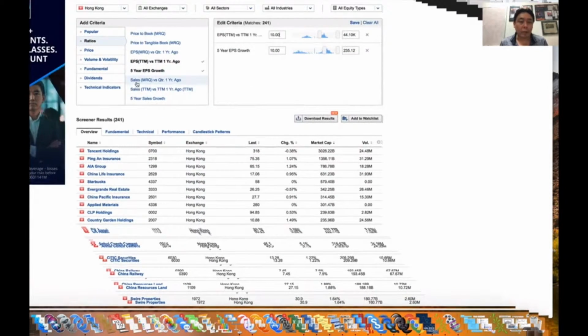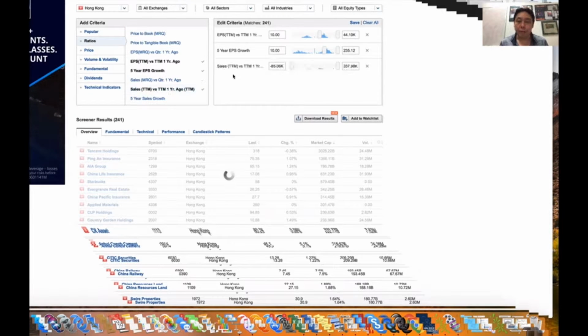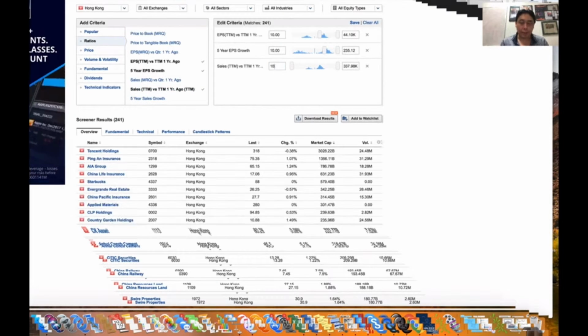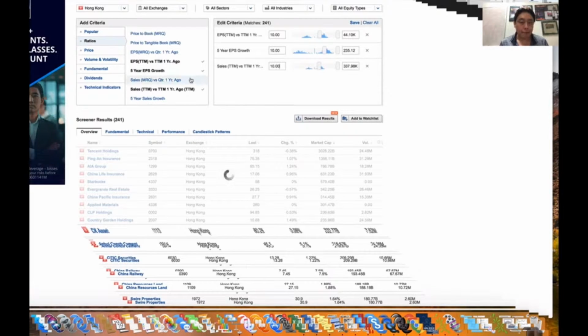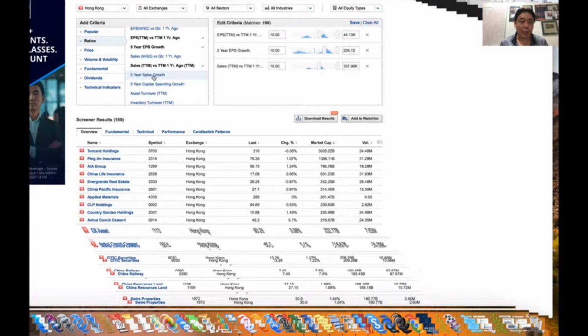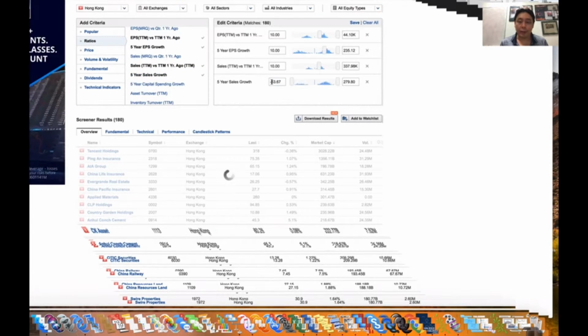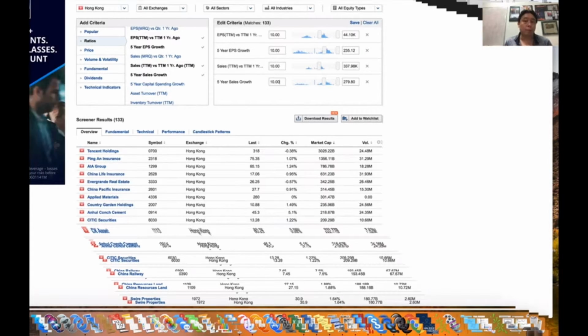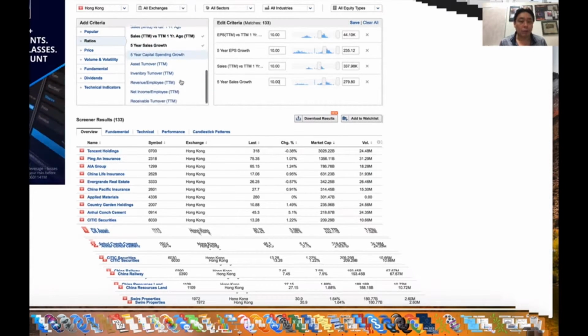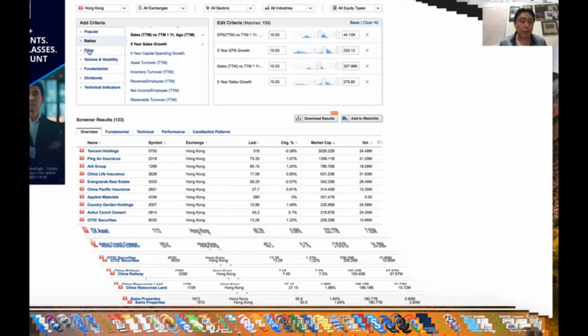Next, sales growth. TTM means, again, the last 12 months versus a year ago. So for the last 1 year of sales growth, again, you could put a minimum of 10%. For 5-year sales growth, for the last 5 years, growth of at least, again, 10%. And again, 10% is just an arbitrary number. You could put 15% or 12% or 20% or 5%, it's really up to you how strict you want to be. All right, so besides that, the rest are not important.